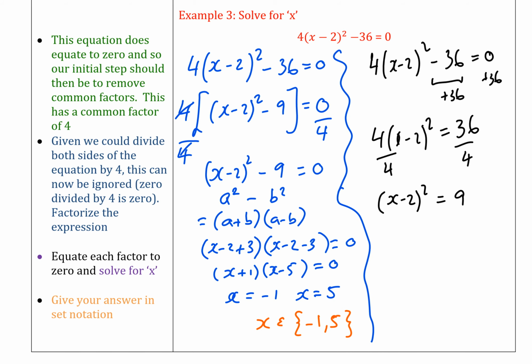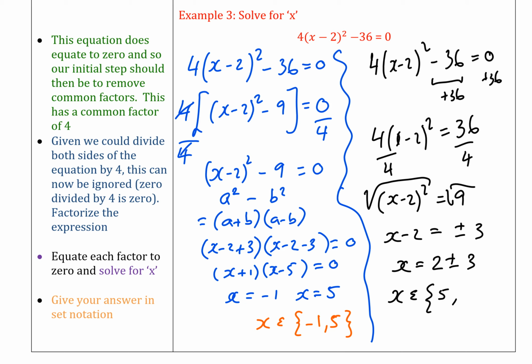Now to get rid of the squared, we're going to raise to the power of a half. And so we'll find x minus 2 is the square root of 9, which is plus or minus 3. Now as long as you remember this, you can't go wrong. So x is equal to 2 plus or minus 3. That is, x is an element, well 2 plus 3 is 5, 2 minus 3 is minus 1. And you can see that these answers are the same. Although it would be better to write this as negative 1, 5, as that's a set in ascending order.